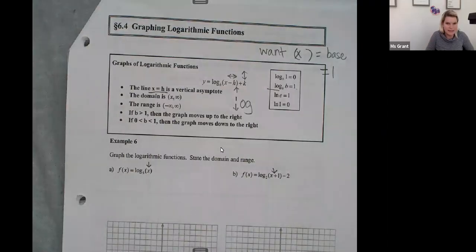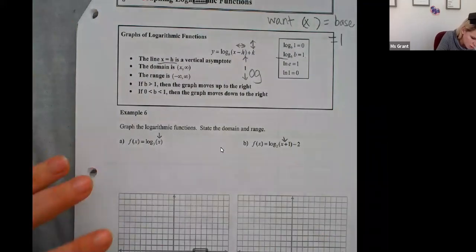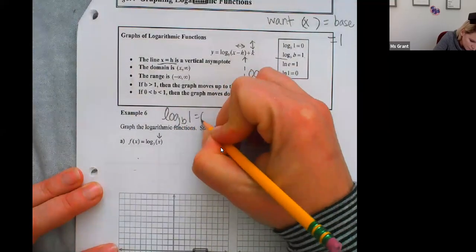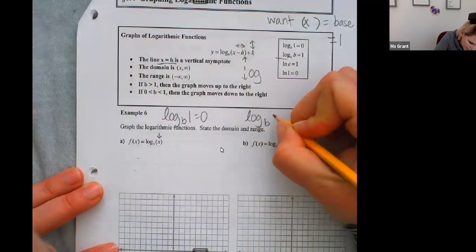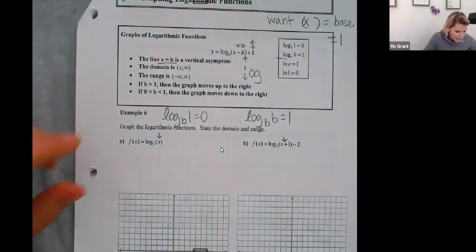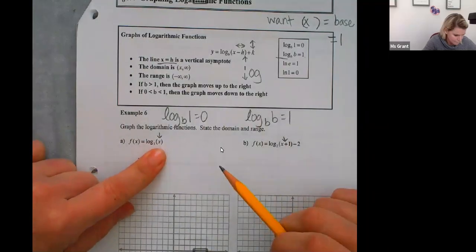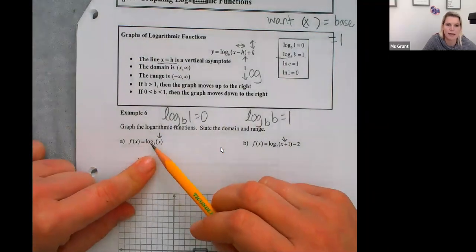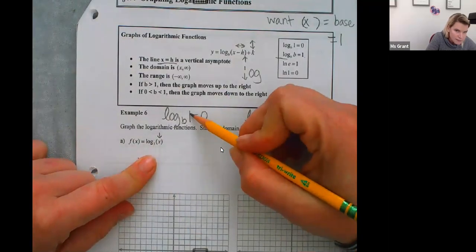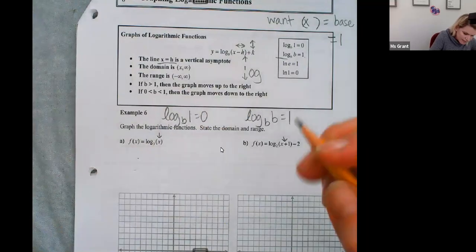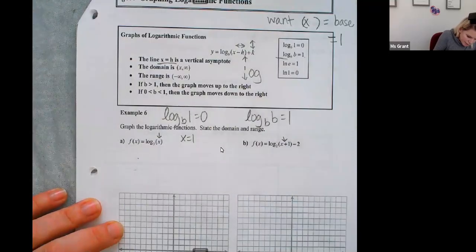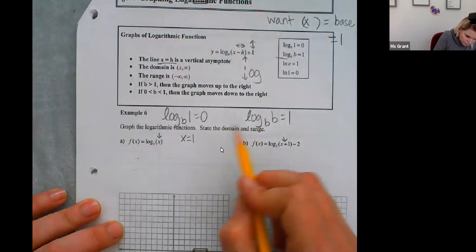What that means is I'll write my two important rules on top. Log base b of 1 equals 0. Log base b of b equals 1. I need my parentheses right here. This says log base 3. I need my parentheses to equal a 1, so I'm going to set the parentheses equal to 1. And I also need my parentheses to equal 3.